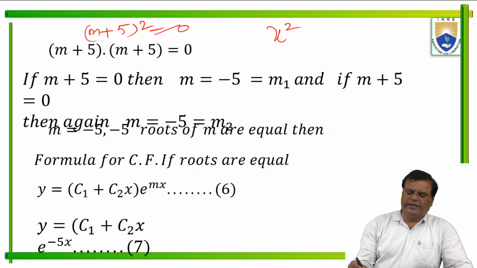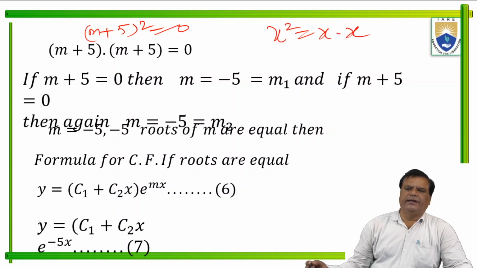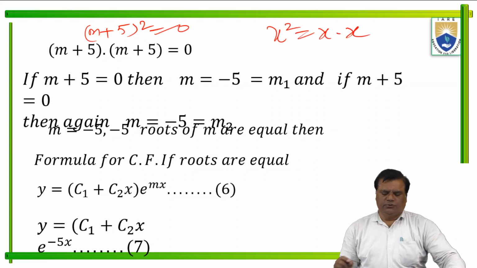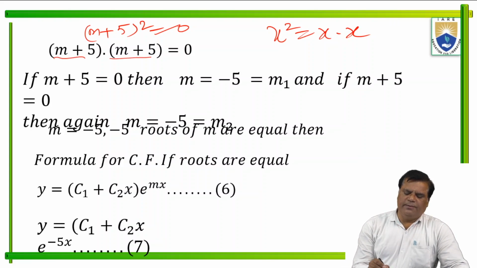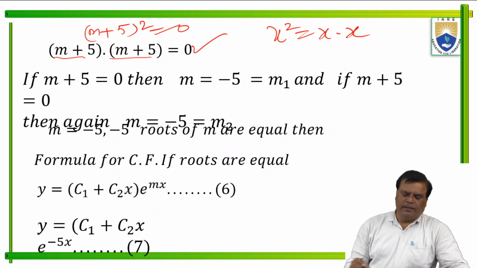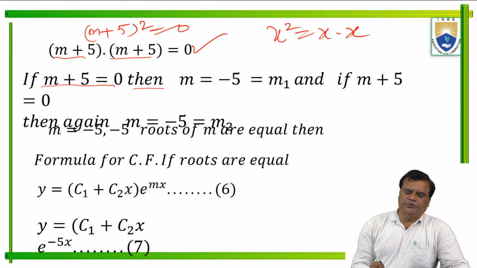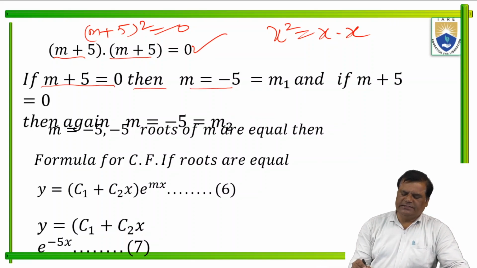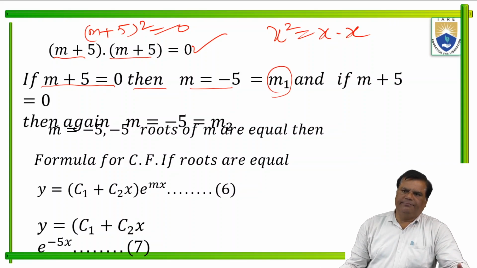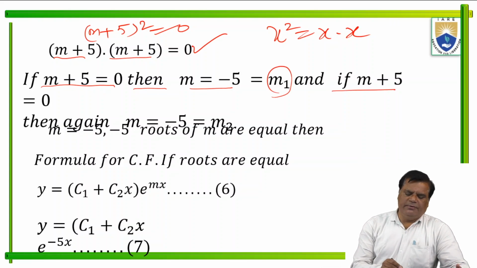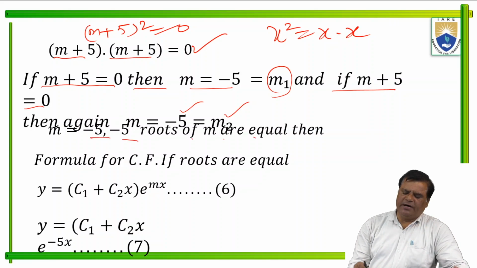Now m plus 5 whole square equal to 0. x square means x into x, so I am writing here m plus 5 into m plus 5 equal to 0. If m plus 5 equal to 0, then m equal to minus 5. This is the value of m1, the first root of m. And again m equal to minus 5, that is m2. Now the roots of m are equal.